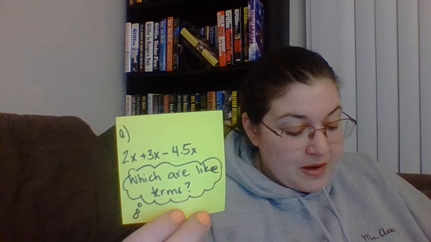So I look at this problem and I say, okay, I see a 2x and I'm going to circle it. I see a positive 3x. I'm going to circle that. Remember to circle the positive. I have a negative 4.5x. Remember to circle the negative.